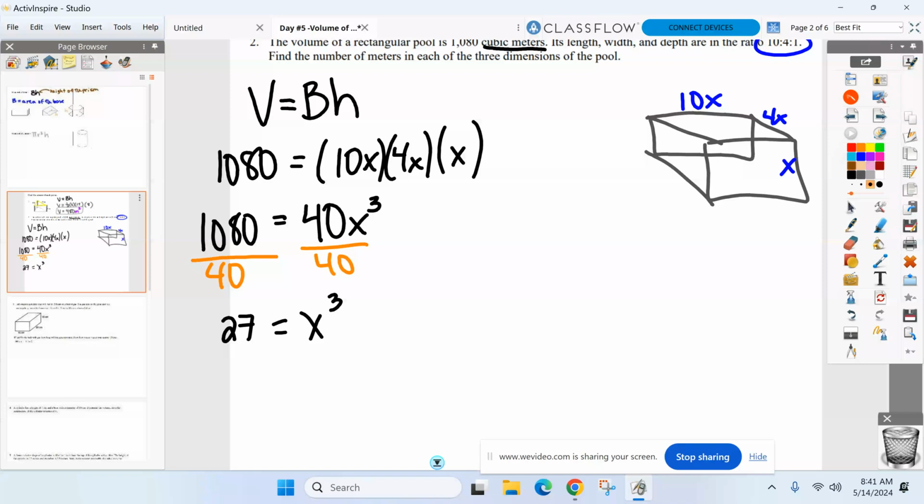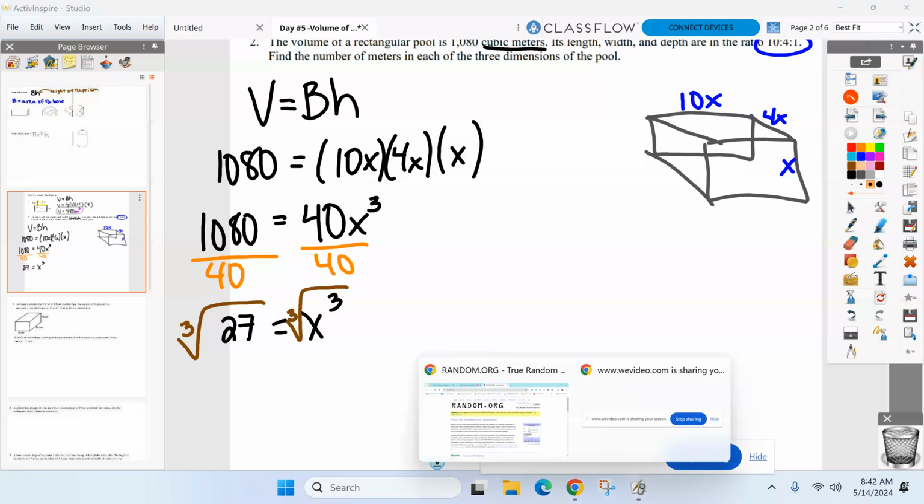Quick question. If I had x squared here, what are you doing on both sides? Taking the square root, darn right. But now I have x cubed, so we're going to take what's called a cube root of both sides. And I'll show you where that is on your calculator. If that was x to the fourth, I'd take the fourth root, x to the fifth, the fifth root of both sides. All right, where do I calculate the cube root of 27?